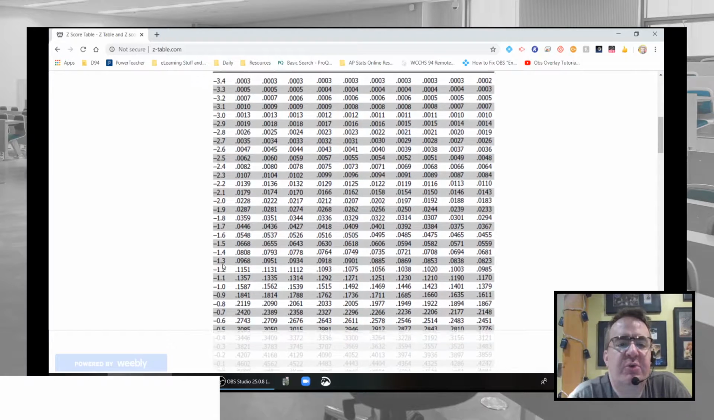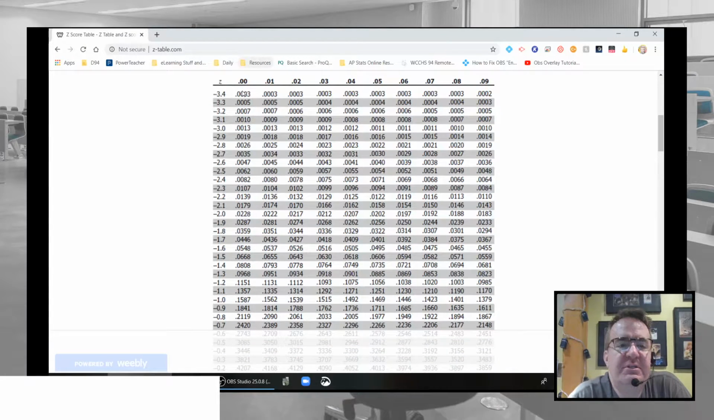Now, the question is, what do I do with these other columns? This is 1.50. This would be 1.51. So this is the 100th place falling in. You go down for the first 2 digits of your number, and then you go over for the third digit, the second decimal place. So for 1.50, we get this number right here: 0.0668.